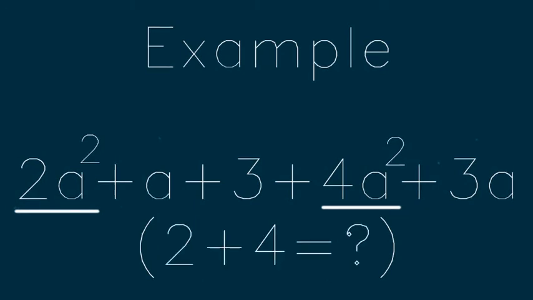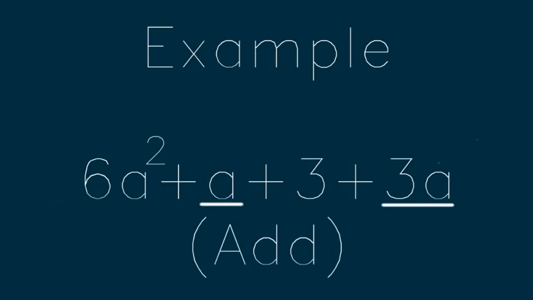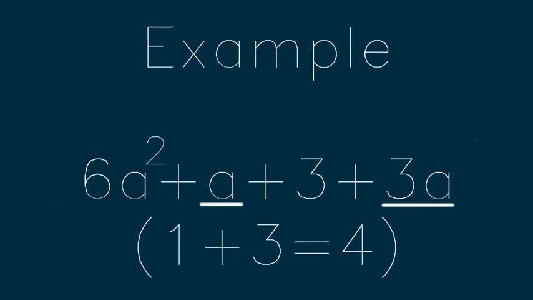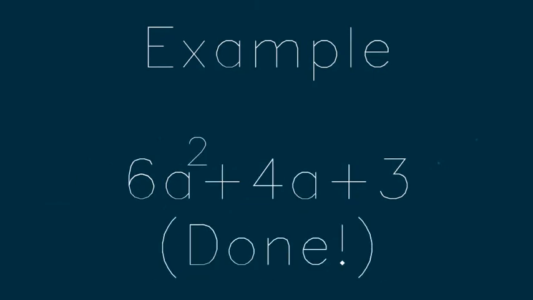Now what is 2 added to 4? Yeah, that is equal to 6, so basically you have 6a squared. Now we're going to go after the second group, and what is 1 added to 3? That is equal to 4, so basically you just write that down as it is, and you are left with the correct answer.